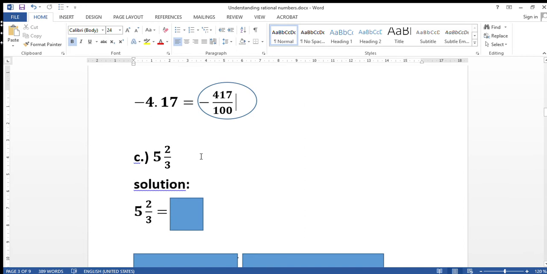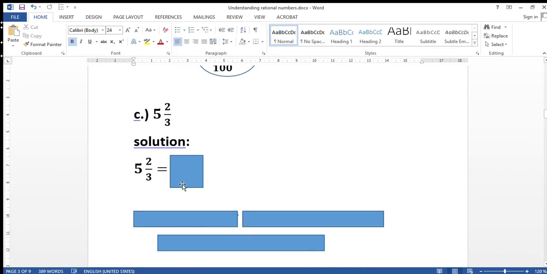Okay, next we have a mixed number. We call this a mixed number if we have a whole number together with a fraction. Okay, this is what we call a mixed number. Solution. Okay, I'm just going to give you the right answer.